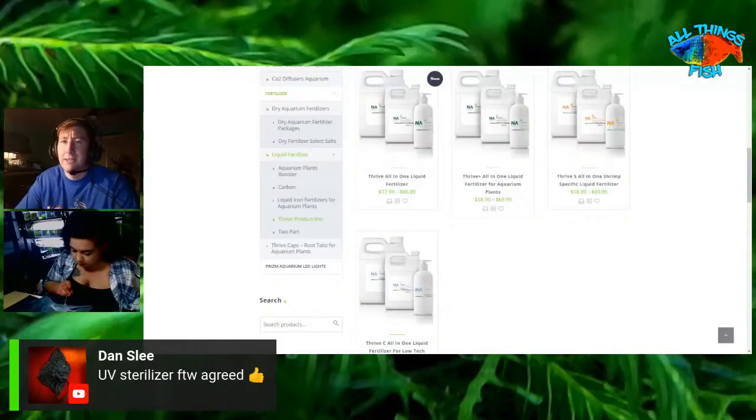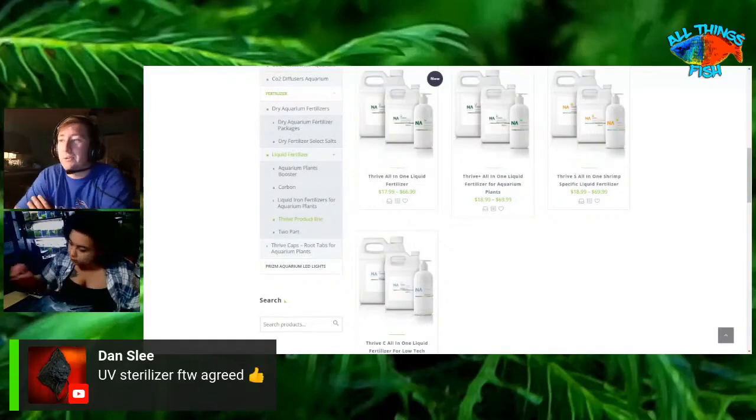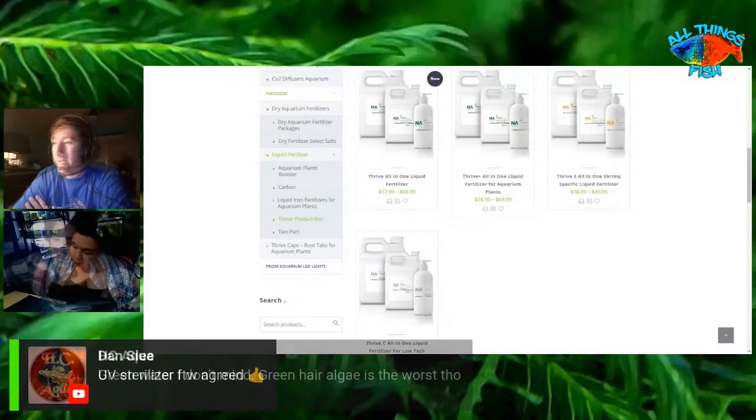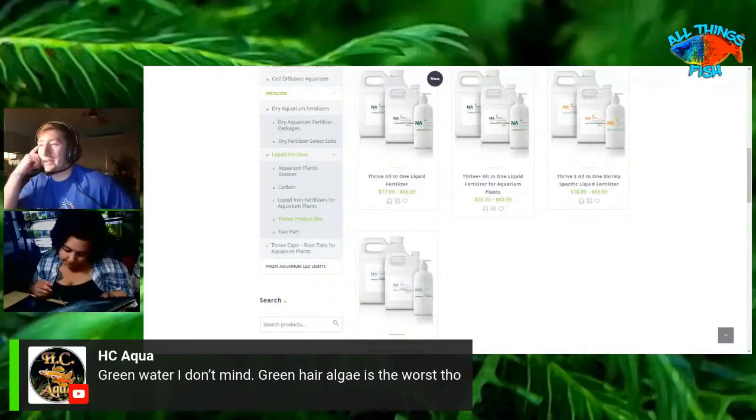So a micron filter. What was it, like the Magnum HOT canisters or whatever that you could put the diatomaceous earth in? I've seen people do that before to get rid of green water because it's so fine that it actually picks out the algal cells from the water column. But I don't know, UV filters. Mike the Aqua over in Hawaii said green water he doesn't mind. Green hair algae is the worst though.